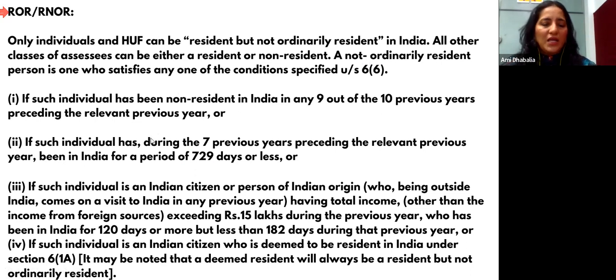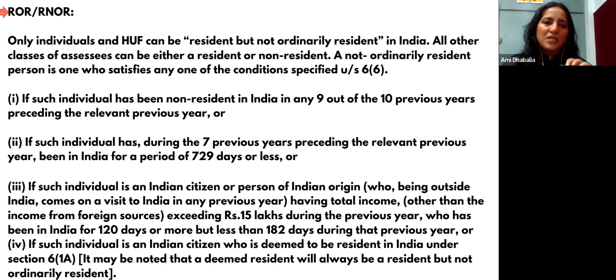If such an individual is an Indian citizen or a PIO, who, being outside India, comes to visit, having total income exceeding 15 lakh other than foreign sources, and who has been in India for between 120 and 182 days. Now again, this is the exception number 2 to point 2 of step 1. If a person is an Indian citizen or a PIO and their Indian income is more than 15 lakhs, then the 60 days are replaced by 120 days.